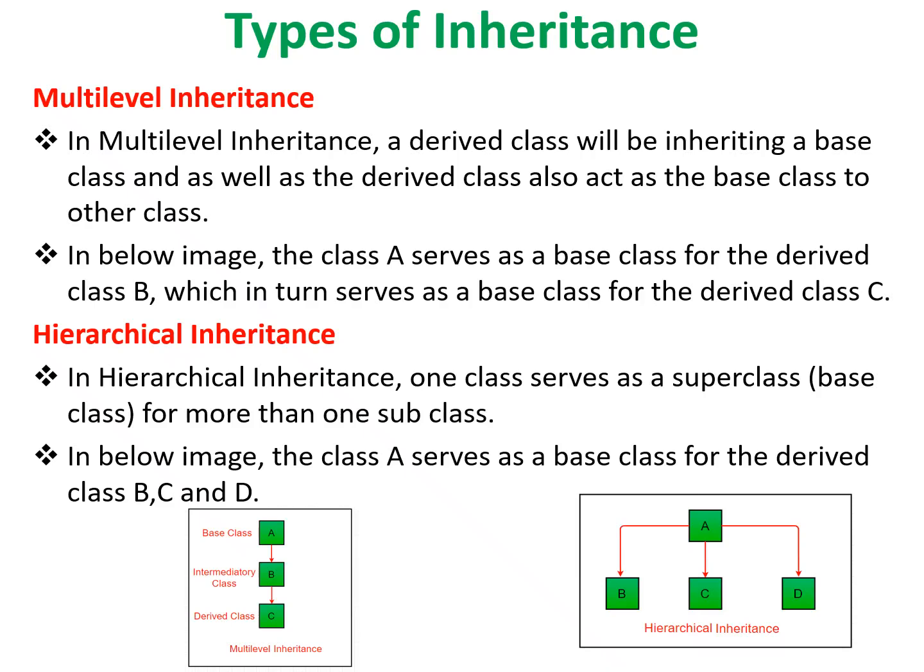Hierarchical inheritance. In hierarchical inheritance, one class serves as the superclass or base class for more than one subclass. In the image below, class A serves as the base class for derived classes B, C, and D. One parent with many children. For example, the Animal superclass with Dog, Cat, and Horse as subclasses.